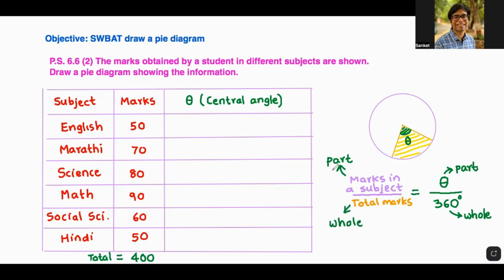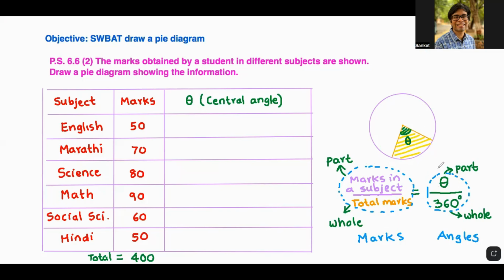So I've equated two ratios, which are part upon whole and part upon whole. The ratio on this side is of marks, and the ratio on right hand side is of angles. So the marks ratio is part upon whole. Angles ratio is also part upon whole. I'm going to equate these two ratios to find the central angle theta.